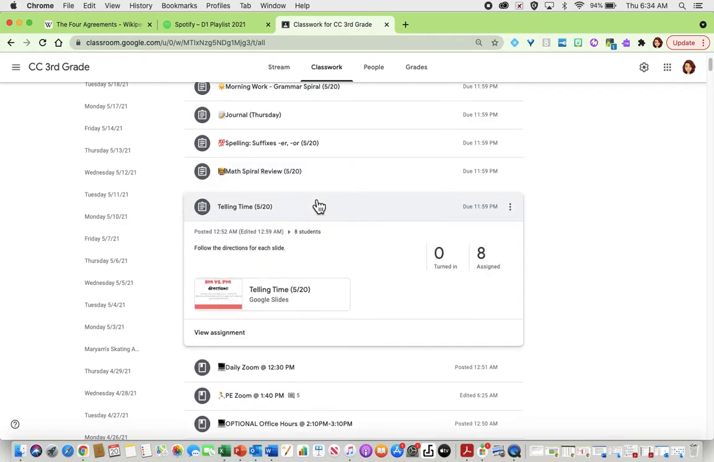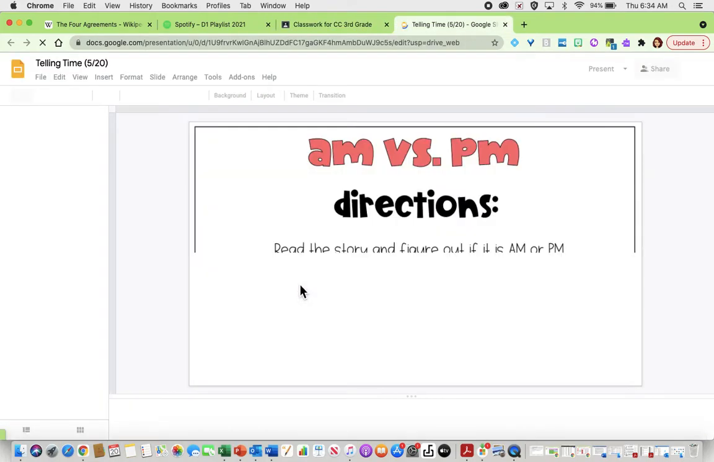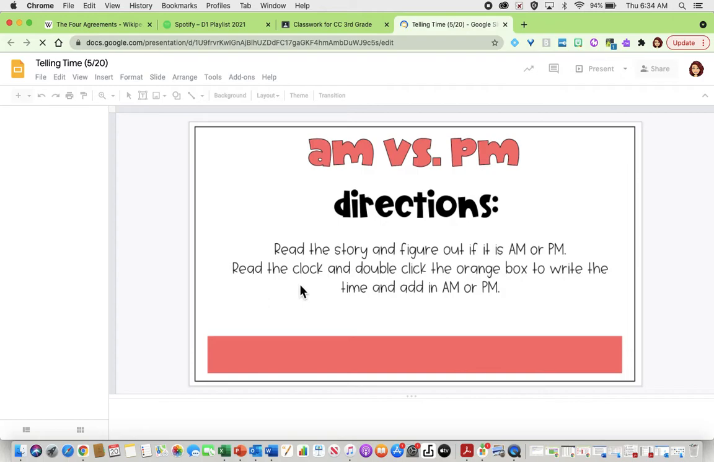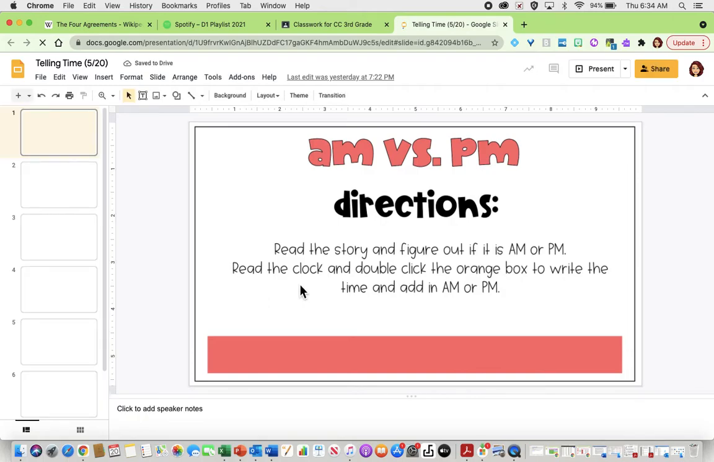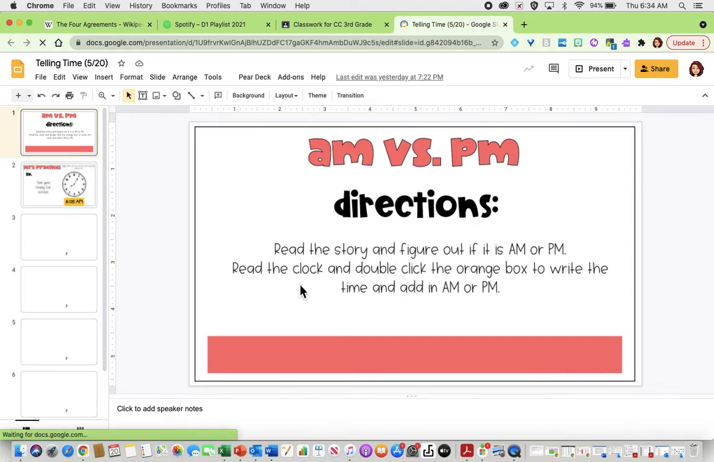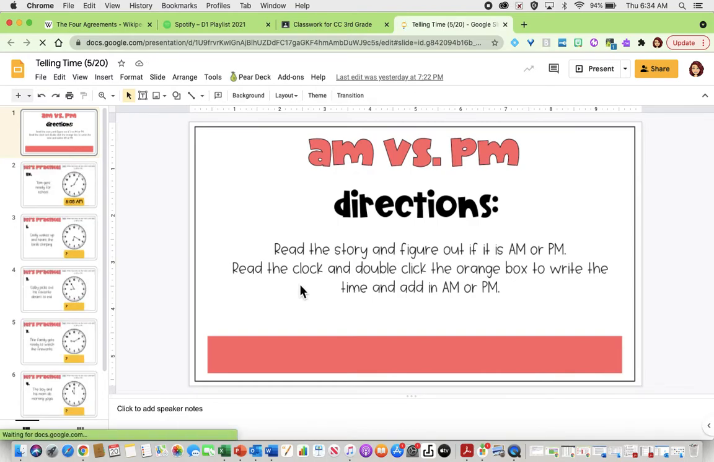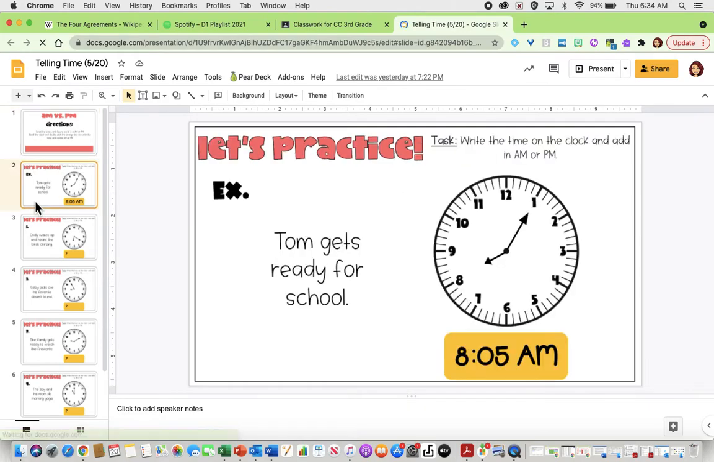Then group C, this is going to be a group C job only. We are going to continue our AM versus PM jobs, and we are going to continue to read some stories, and we're going to have to make a decision if we think that's in the morning or if it's in the afternoon, late evening.